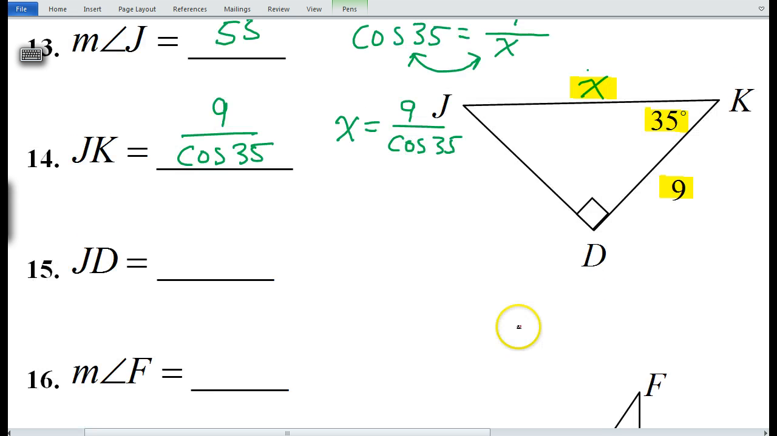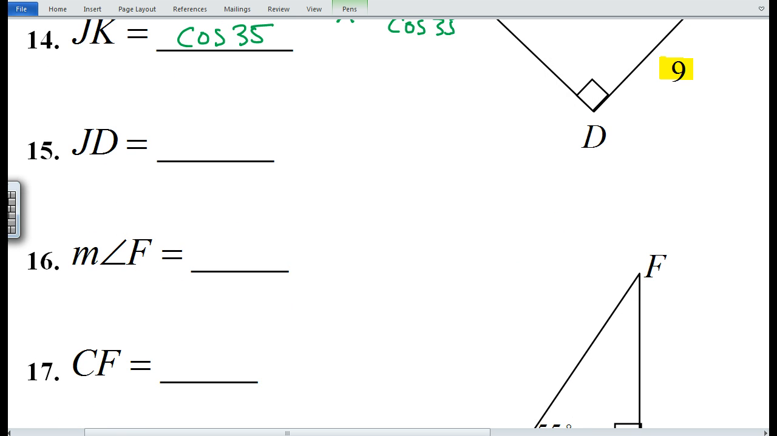All right, JD would be similar, so I'm going to skip that. I'm going to leave that for you to do on your own.